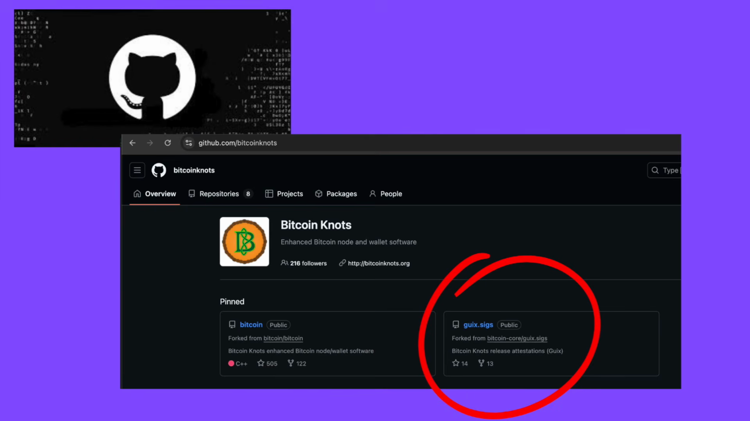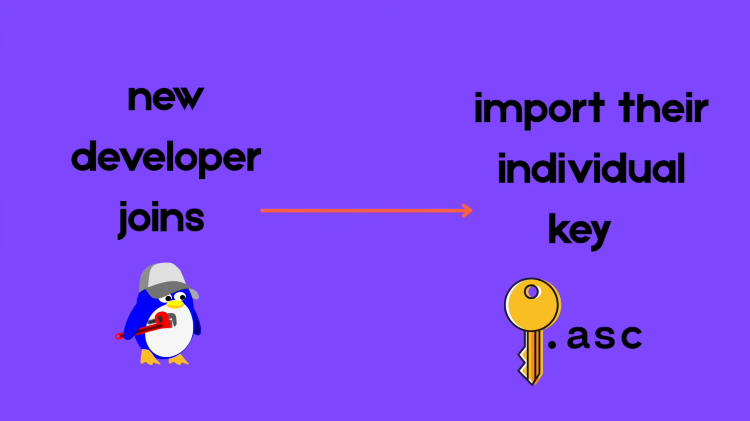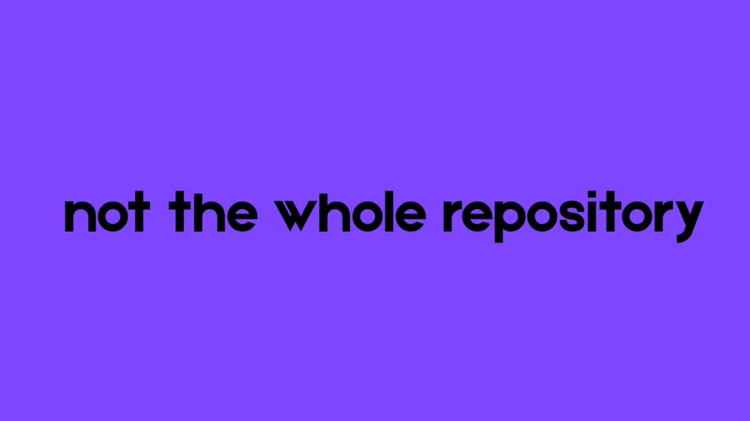We can find these public keys stored in the official GitHub signature repository for Bitcoin Knots. It'll be in the guix.sigs page under a file called builder-keys. What we're also going to do is download and import these builder keys. Although many developers are listed in this file, only a few of them will actually sign the release. If new developers join the builders list in the future, you just need to import their individual keys, not the entire repository again.